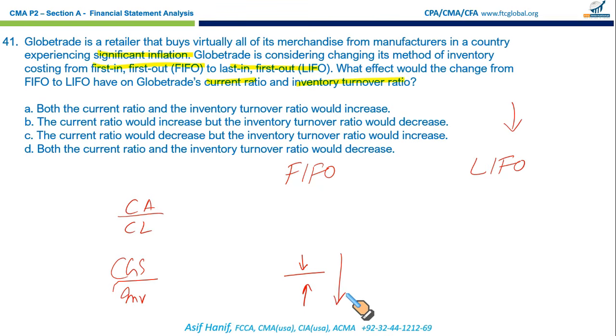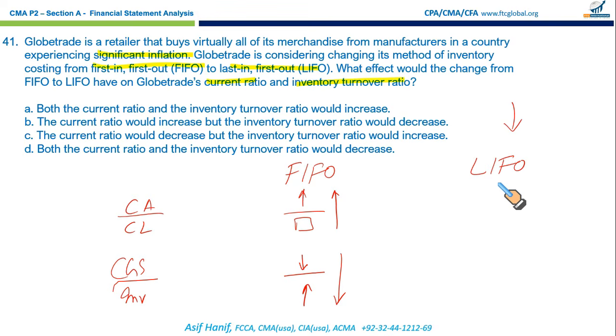First in first out means you are transferring older cost to production. Latest, higher cost become part of your assets. So your current assets increase, current liabilities stay the same, the ratio increases. This is what is happening in FIFO. If you move to LIFO, things will go in the opposite direction. How? Price level is rising.